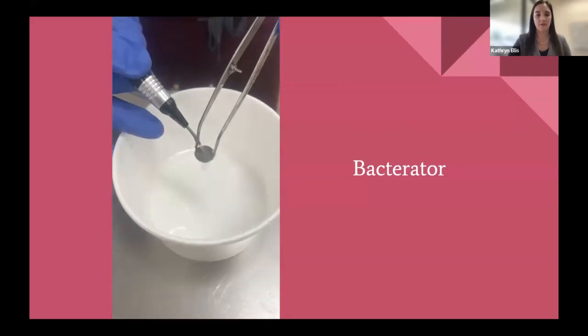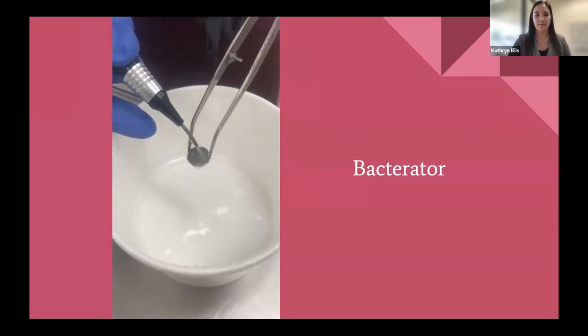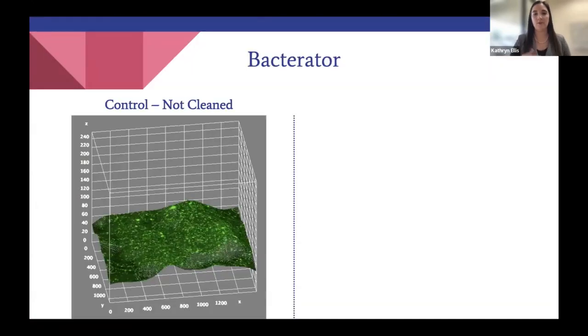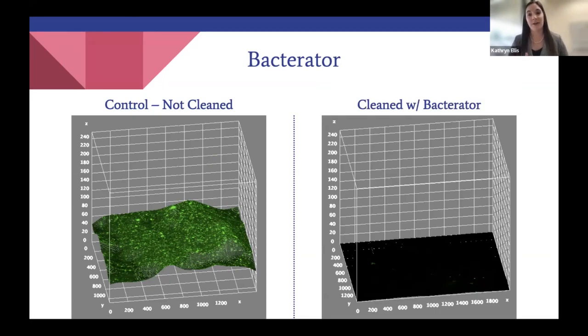I have a short video. So it uses a pretty high power water jet stream to clean the surface. And again, here's our control as an uncleaned disc. And then with the bacturator, you can actually see that we've virtually eliminated all of the bacteria that was on the surface of this disc. So that was very encouraging to us.